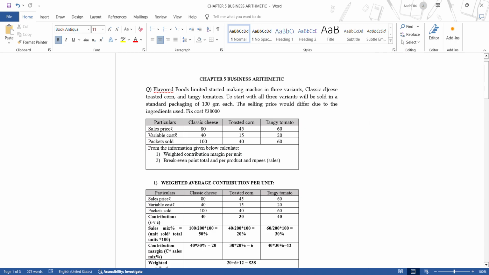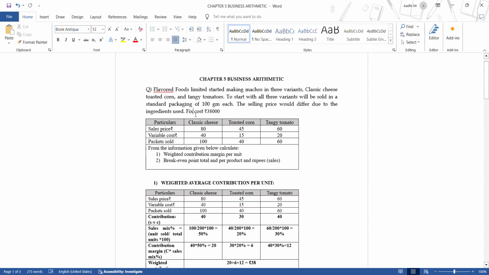Okay, so the first question is about Flavored Food Limited, which started making nachos in 3 variants, that is classic cheese, toasted corn, and tangy tomatoes. The 3 variants are to be sold in a standard package of 100 gram each. The selling price would differ due to the ingredients, and the fixed cost is 38,000. So a particular company, Flavored Food Limited, has started making nachos in three flavors, with a standard packaging of 100 gram each, and due to the different ingredients used, the selling price will be different. And the fixed cost is also already given.